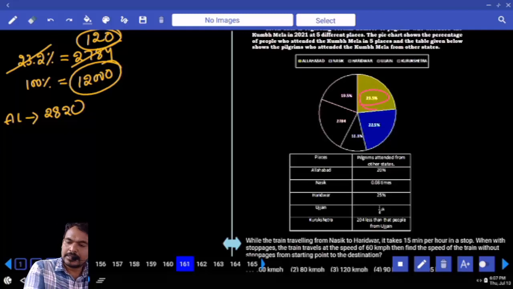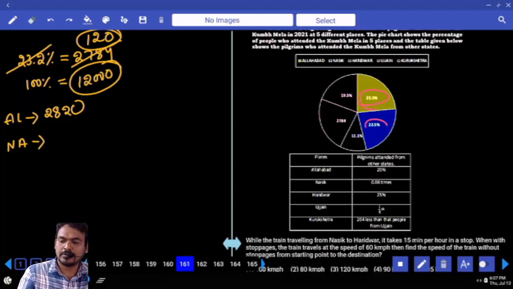2820. Next, what is the next one? Nasik. What is the Nasik percentage? 22.5%. How much percent is less? 1% less. Then we subtract 120. What is the remaining? 2,700.